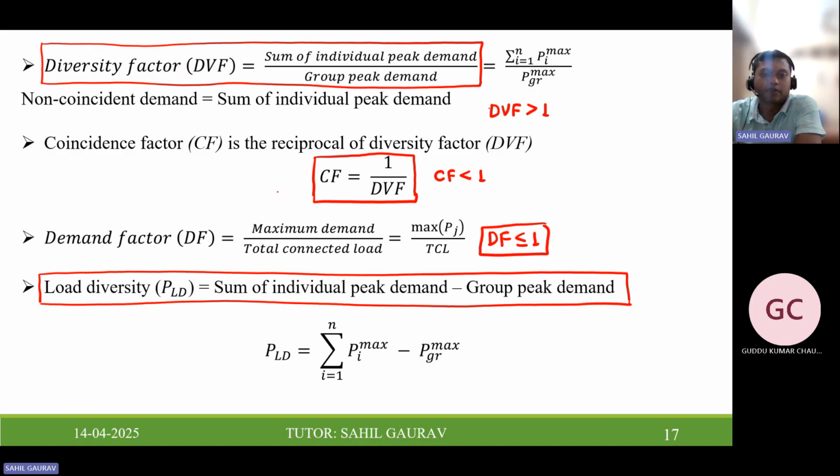Demand factor is the maximum demand upon total connected load. So demand factor is always less than or equal to 1. And what do we mean by load diversity? Load diversity is the difference between the sum of individual peak demand and the group peak demand.